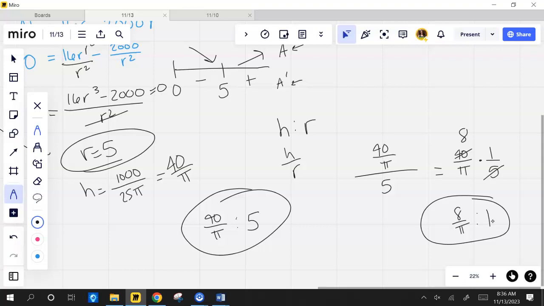40 divided by pi. I did 1,000 divided by 25 pi. Oh, I bet you didn't put parentheses in there. You do 1,000 divided by parentheses 25 pi. Okay, 12.73. And then what are you saying? Oh, and then you divided it by 5 again. You got 2.546. Yeah, that's the same thing as 8 over pi. Yeah, same thing.